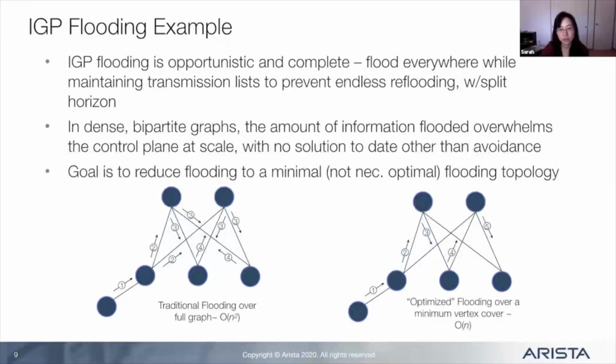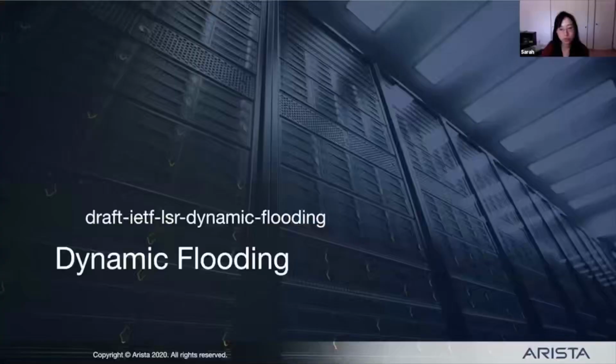So here's an example. On the left, we have the link state updates flooded on every link. But on the right-hand side, we have a flooding topology, which is a subset of the original physical topology. Ideally, every node will only receive one copy of the link state update. So we call our solution dynamic flooding.